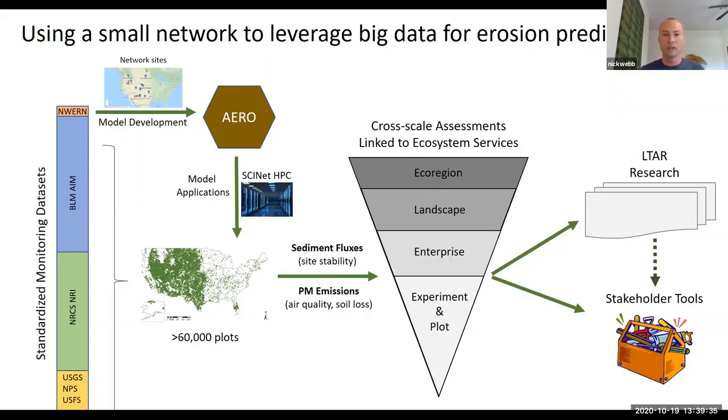We can then implement AERO on SciNet to the large monitoring data sets, produce plot scale estimates of sediment fluxes, which are indicators of site stability or instability, and particulate matter emissions. So these are indicators of air quality and soil and nutrient losses. And we're then looking at how we can interpret these erosion estimates or indicators across different spatial scales in the context of other ecosystem attributes that we can obtain from these indicator data sets and feed those into LTAR research, as well as tools and analyses to support our stakeholders.